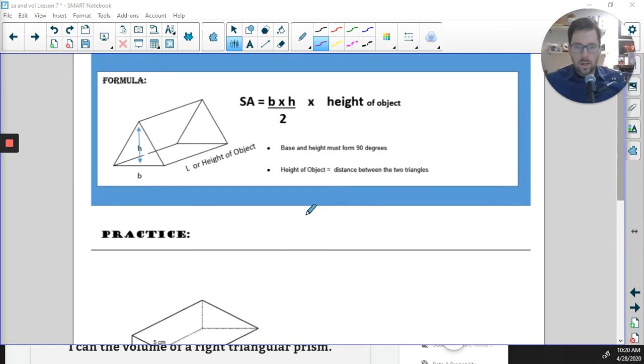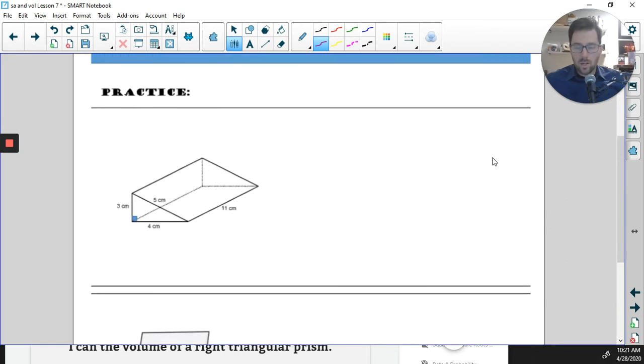Okay, so let's take a look at this page right here. Now you'll notice we have a little typo in there. Surface area. This is not surface area. We're talking about volume. So we got volume equals base times height divided by 2 times the height of the object. So sometimes that might be written HO for height of the object, just so we know. The base and the height need to form 90, and the height of the object is the length, the distance between our 2 triangles. Okay, let's scroll down and take a peek and try a couple examples.